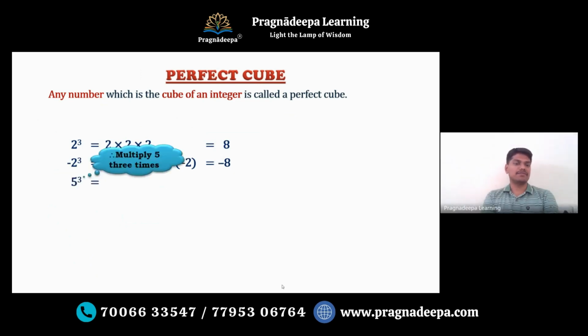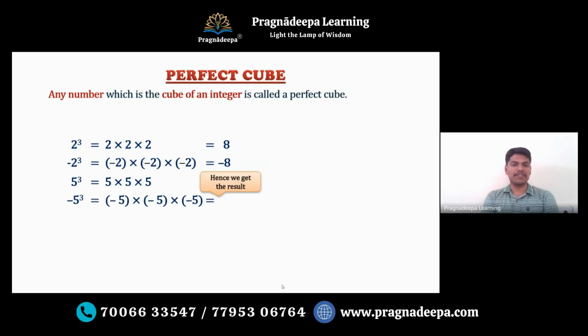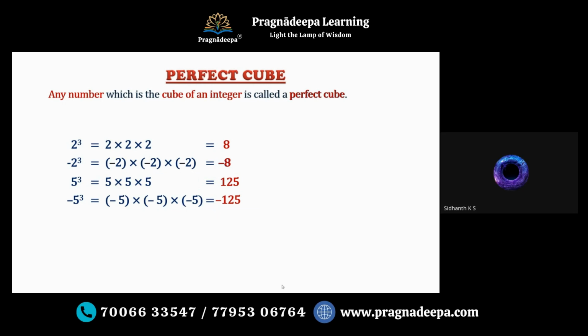Let us take 5. Its cube is 125. Let us take minus 5. It is minus 125. So all the results that you are writing are perfect cubes, correct? That is, 8, minus 8, 125, minus 125 are perfect cubes. But note that 2 is not a perfect cube. You understood why 2 is not a perfect cube? Yes, sir.